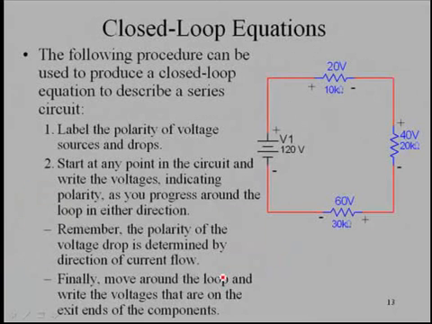Now, closed loop equations. The following procedure can be used to produce a closed loop equation to describe a series circuit. And there are two steps in this. First one, label the polarity of voltage drops and sources. So here we've got the polarity, and we did this in the previous slide, but here positive to minus, and then minus to positive, minus to positive, minus to positive. Start at any point in the circuit and write the voltages indicating polarity as you progress around the loop in either direction. Remember, the polarity of the voltage drop is determined by the direction of current flow. Finally, move around the loop and write the voltages that are on the exit ends of the components.